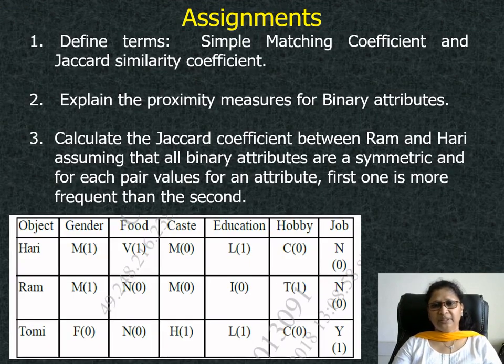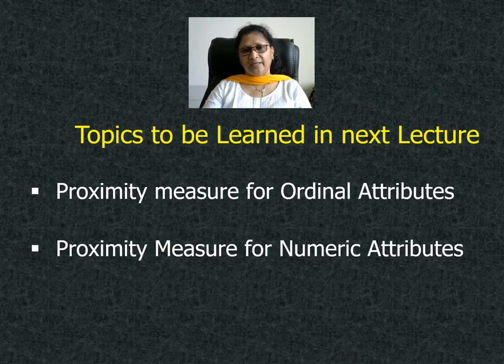These are few assignments based on what we learned today, and you are supposed to solve this and submit. You have to post it at our Google Classroom, or you can mail me. And in next lecture, we shall learn about how to compute proximity for ordinal attributes and numeric attributes.